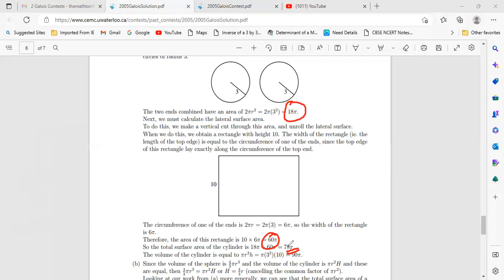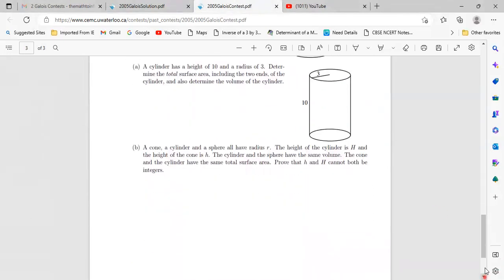Is it clear, Shana? Yeah. For finding the volume of the cylinder, you should be aware of the formula, which is nothing but pi r square h. So you just have to substitute the values of radius and height, which is already given in the question. So it's pi times 3 square into 10. So that will give you pi into 9 into 10, which is nothing but 90 pi. I hope you are able to follow this. Yeah. We go to the next subdivision.